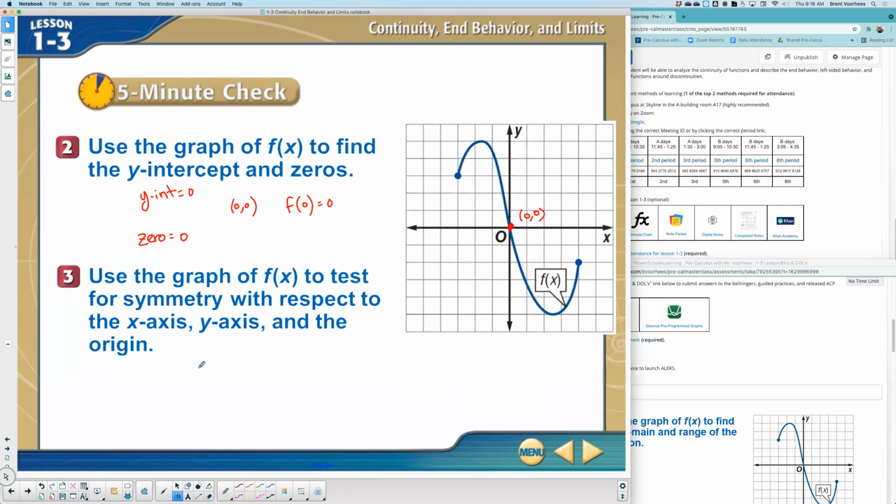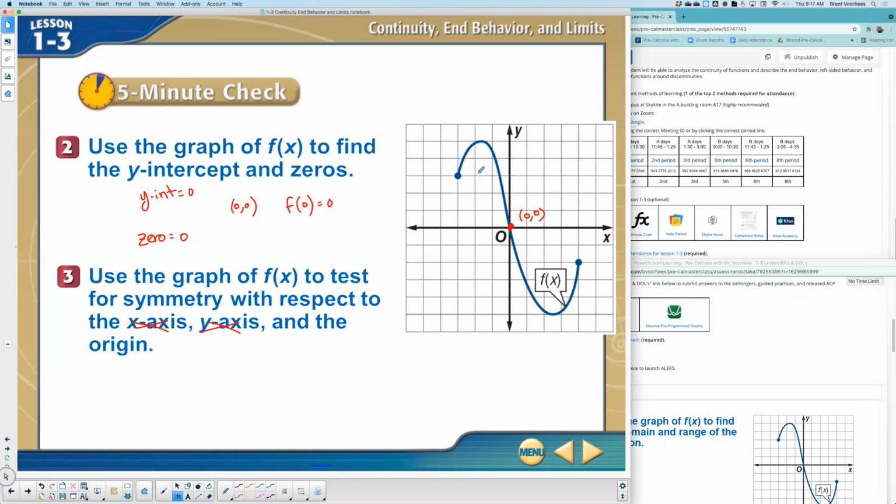And then finally, number 3, use the graph of f of x to test the symmetry. Now, when you look at this, does it have symmetry with regard to the x-axis? That means, does it reflect over the x-axis? No, not x-axis. So we know that's not true. What about the y-axis? Reflects this way? Left and right? No. Okay, now what about the origin? Okay, it seems like it.